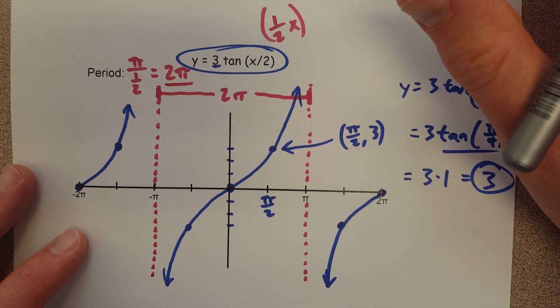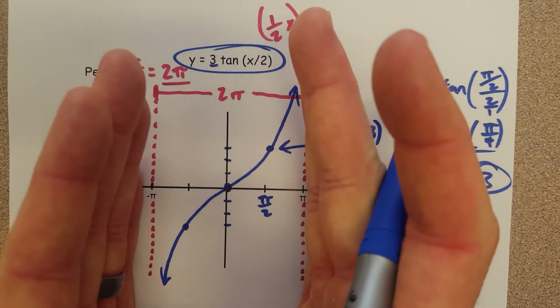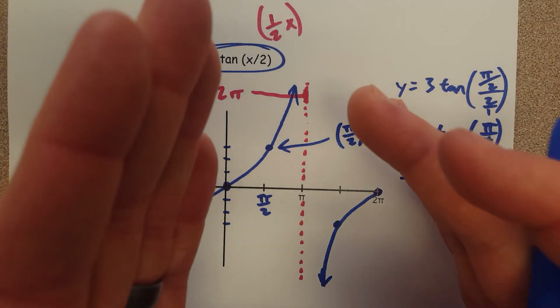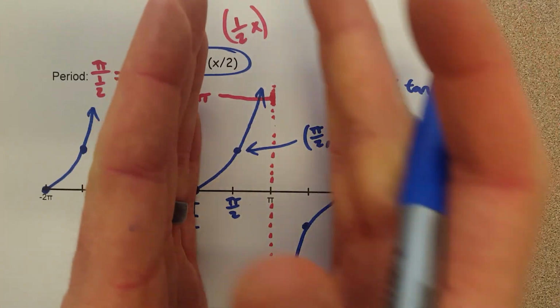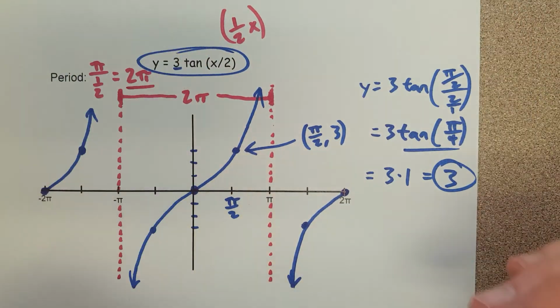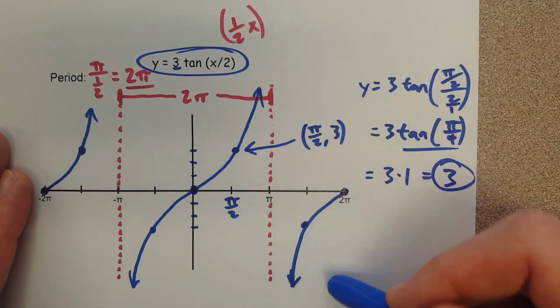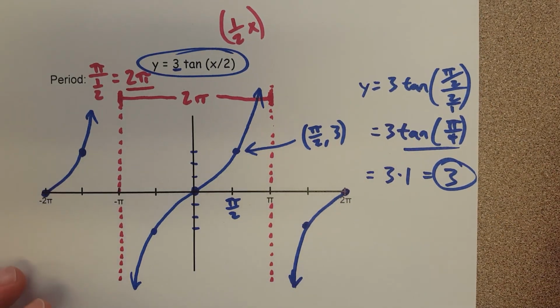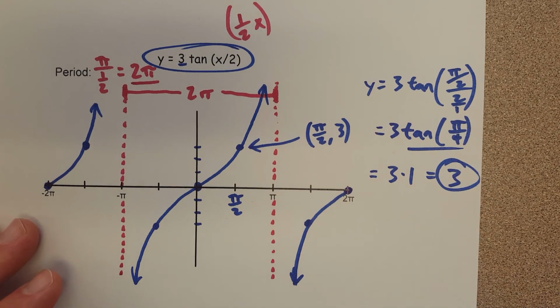So remember that with tangent graphs, they're centered, and then you just split the period. If it is a cotangent graph, then you start right on the axis, and then you just keep going with your period, having the vertical asymptotes a certain distance apart for that period.